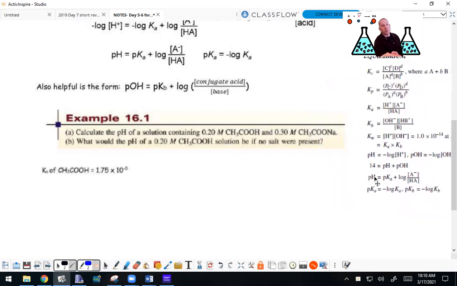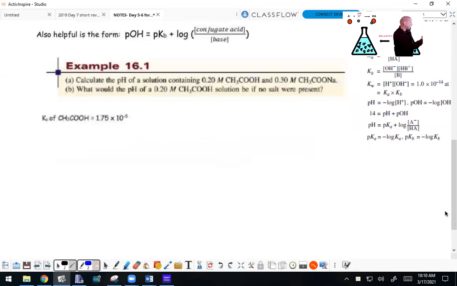And we can actually solve these calculations without even knowing what we're doing in terms of buffers, just by following what we've already learned. So I'm going to do letter B first, because letter B is, what is the pH if you have a 0.2 molar solution of CH3COOH?